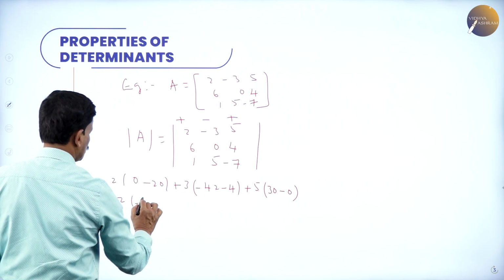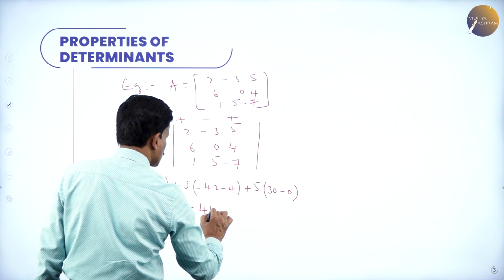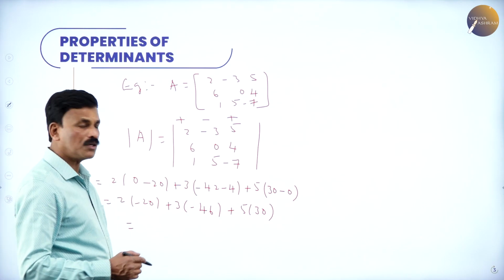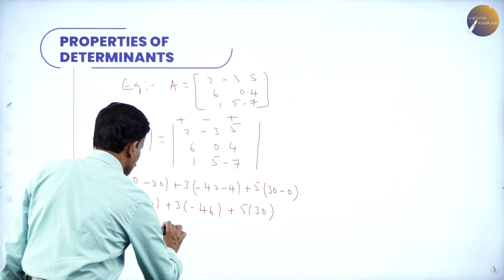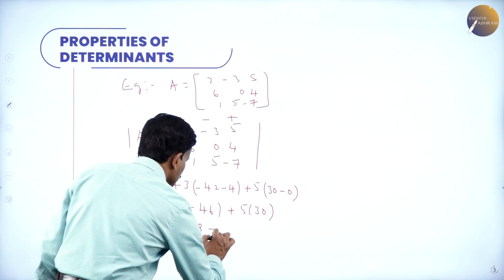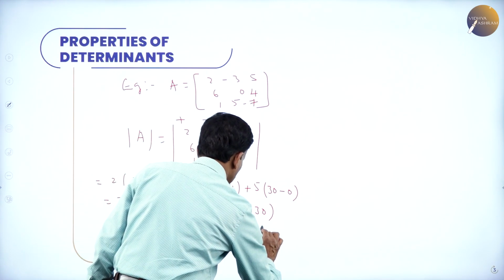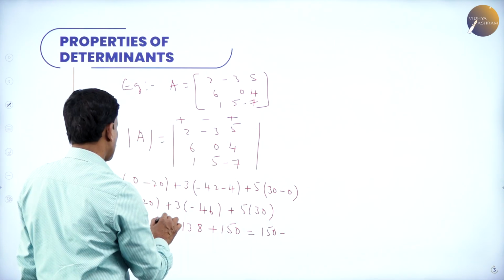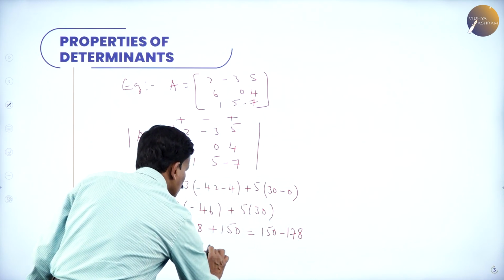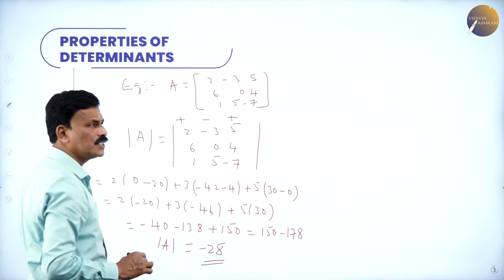So this is equal to 2 into minus 20 plus 3 into minus 46 plus 5 into 30. Now this is equal to minus 40, minus 46 3s are 138, plus 5 3s are 15. This is 150. So this is equal to 150 minus 178, 178. So this is equal to minus 28. The value of determinant A is equal to minus 28.